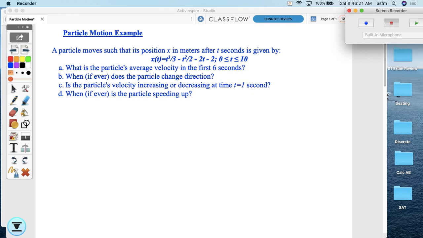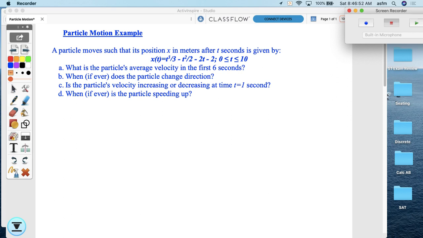So this video is intended to give students an idea of how to solve a particle motion problem and hopefully how to correctly format that for students writing the AP Calculus exam. So we have a problem here that talks about a particle moving along an x-axis and its position is given by the function x(t) = 1/3 t^3 - 1/2 t^2 - 2t - 2. And we see that this particle is in motion on the time interval from 0 to 10 inclusive.